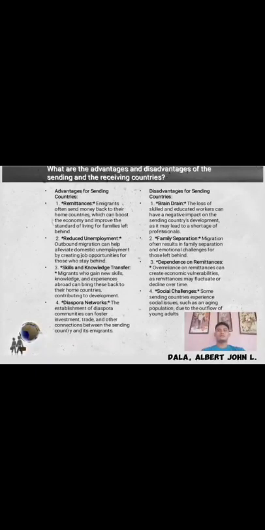What are the advantages and disadvantages of the sending and receiving countries? Advantages for sending countries. First is remittances. Immigrants often send money back to their home countries, which can boost the economy and improve the standard of living for families left behind. Second is reduced unemployment.